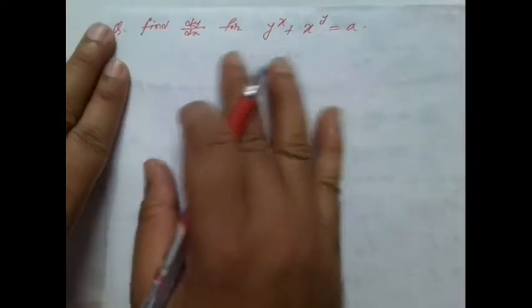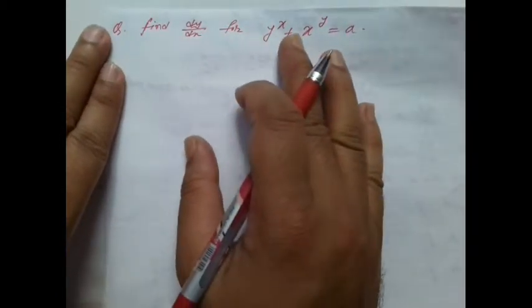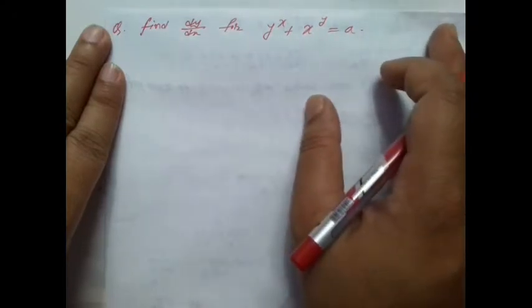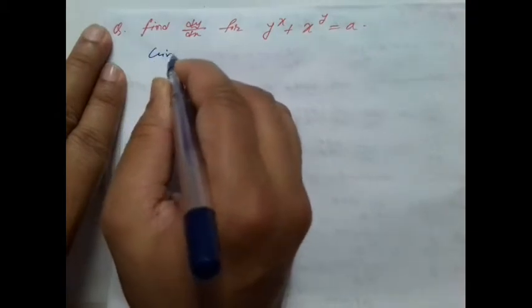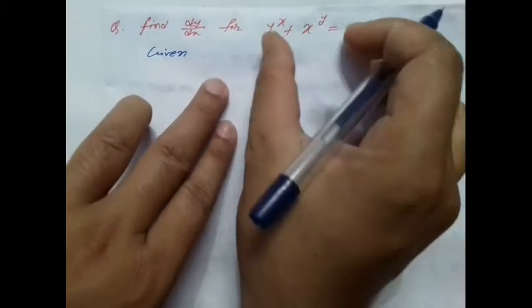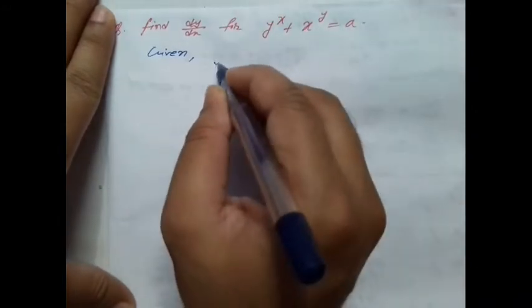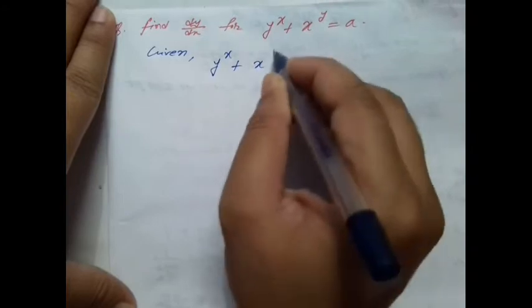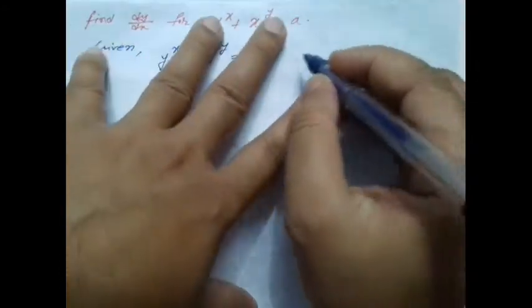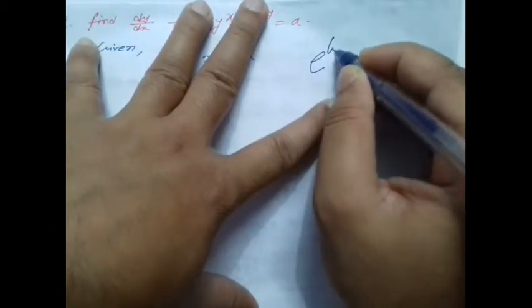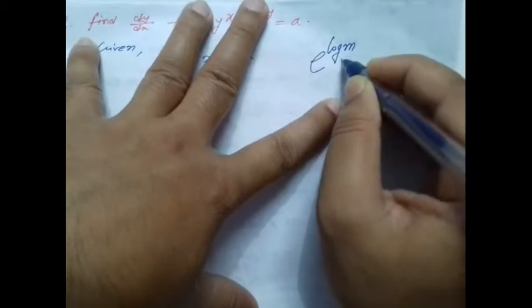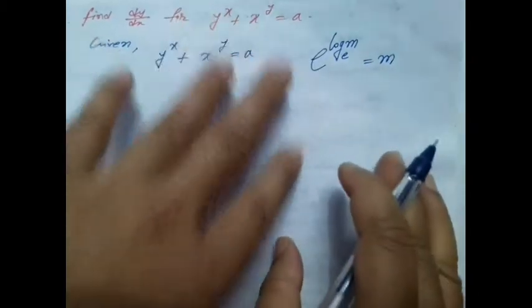Now we have this, find dy/dx for y to the power x plus x to the power y equals a. We have to write given, here already y is involved in this given equation. Okay, and we have to get dy/dx, given y to the power x plus x to the power y equals a. Here we have to use one formula from logarithm, that is e to the power log m to the base e equals m.